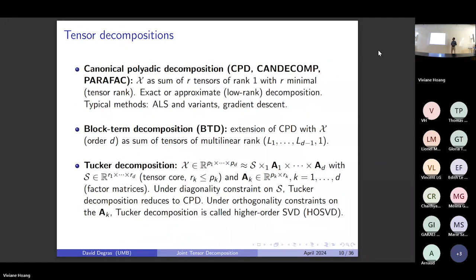All right, so I talked about tensors. The next thing I want to talk about is decompositions. The first thing we'll look at is decompositions for just a single tensor. And then we'll move to how to decompose multiple tensors at the same time.